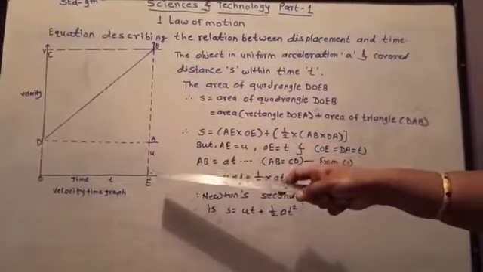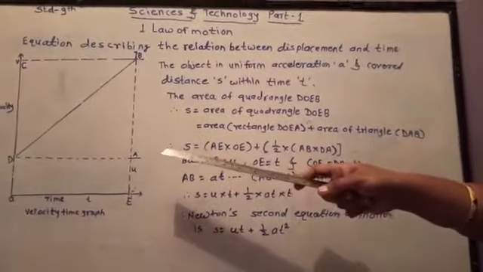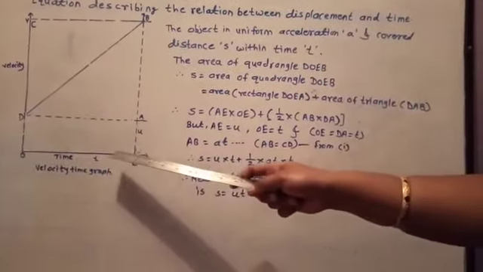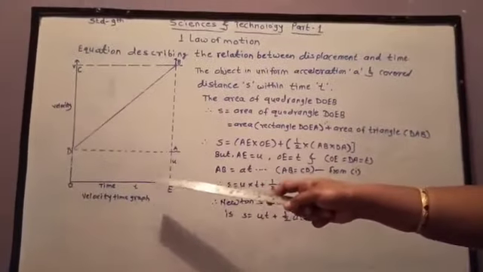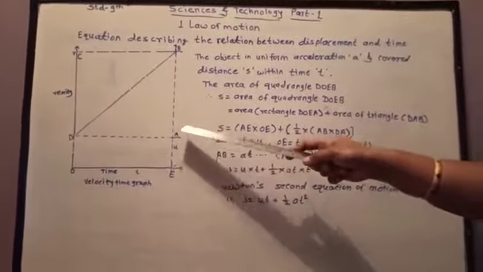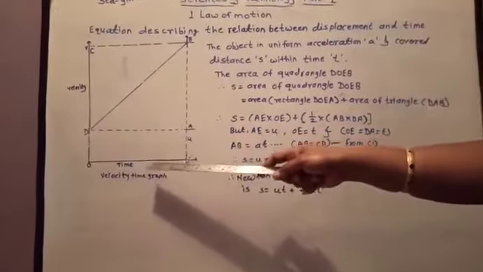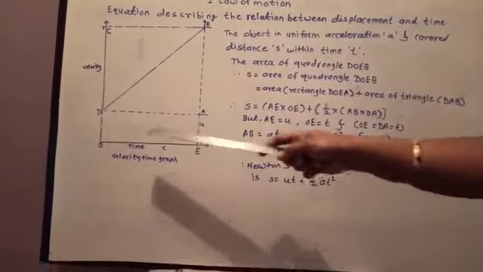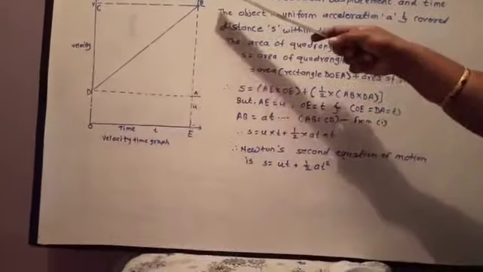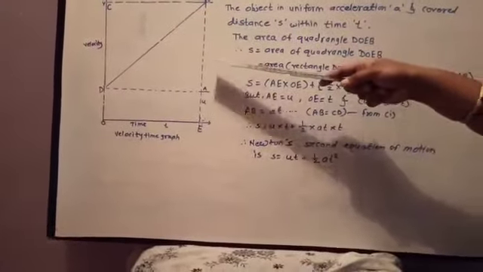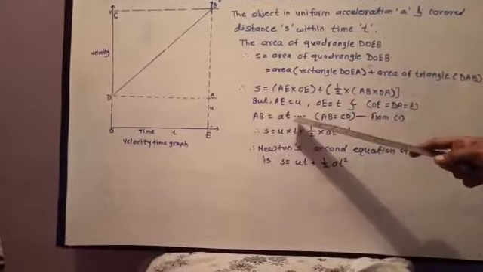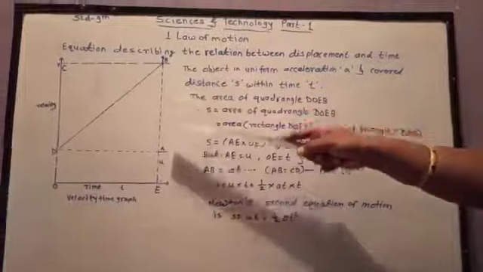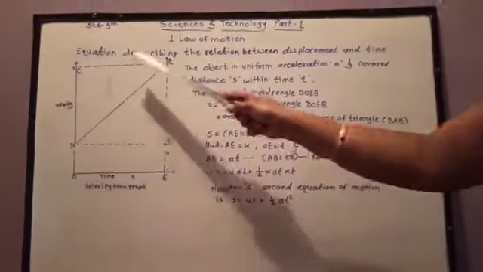But AE equal to u, u is the initial velocity, and OE is equal to t, and OE equal to DA is equal to time t. AB is equal to a small a t. From equation 1, AB equal to CD. This is parallel.